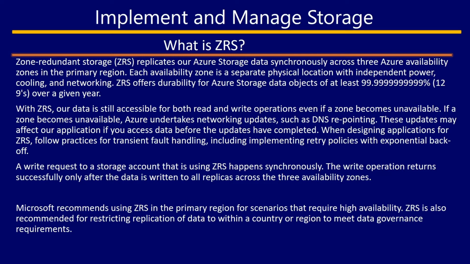With ZRS, our data is still accessible for both read and write operations even if a zone becomes unavailable. If a zone becomes unavailable, Azure undertakes networking updates such as DNS repointing. These updates may affect our application if we access data before the updates have completed. When designing applications for ZRS, follow practices for transient fault handling, including implementing retry policies with exponential backoff.